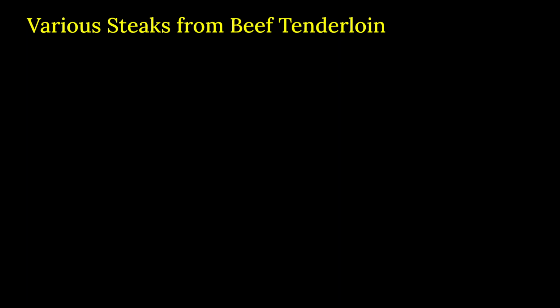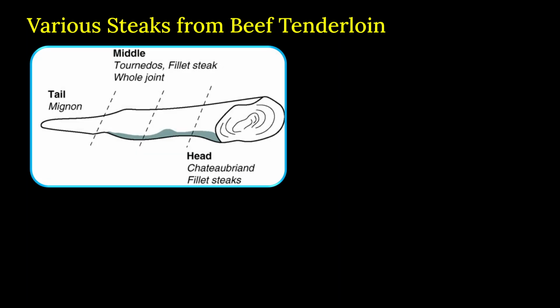Now we'll discuss the various steaks obtained from the beef tenderloin. We are talking about tenderloin at present. Now this is the illustration of a beef fillet, and we can identify the different parts. The front part, which is much thicker, is known as the head of the fillet. The middle part is known as the middle of the fillet, and the end part is known as the tail of the fillet, or end of the fillet.